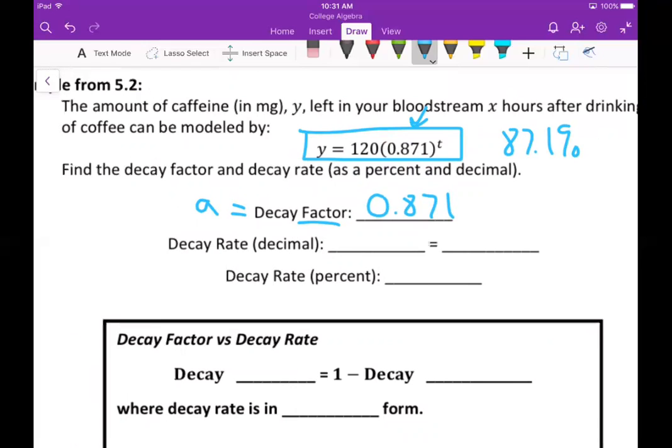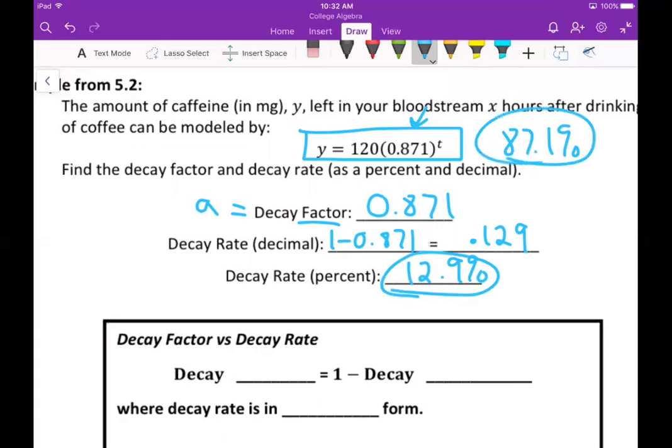So if we want to know how much decayed away, we have to think about that relationship of the decay factor with all of the caffeine, which would be 100% of the caffeine. So to get decay rate, we have to take 100% minus how much we were able to keep, which in this case would be 0.129. Taking that times 100 is 12.9%. So again, these don't even look like the same number, right? But they go hand in hand still.